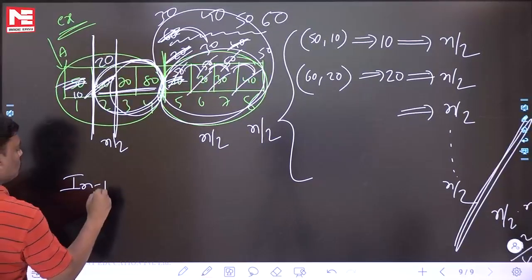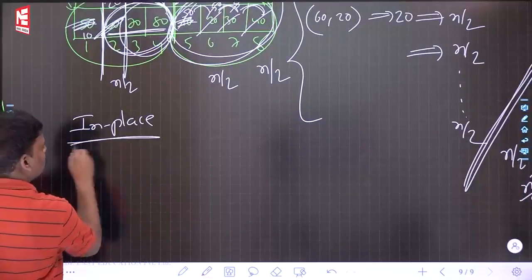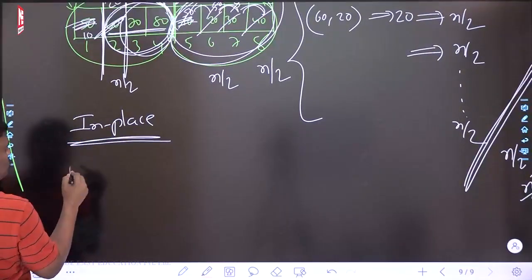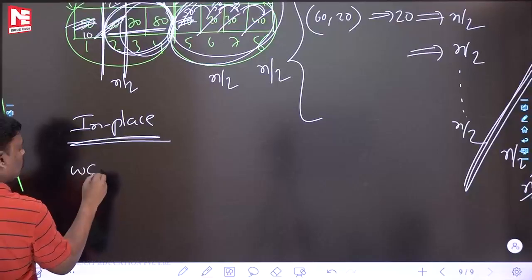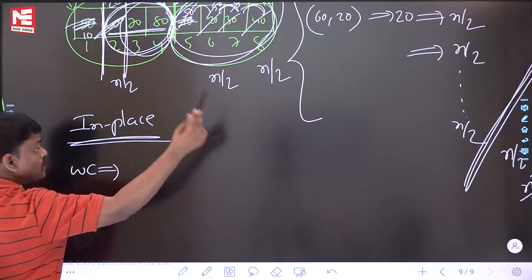In place merge algorithm, time complexity. Right, what is the worst case? I explained the worst case. Best case may be less. Best case may be m plus n.